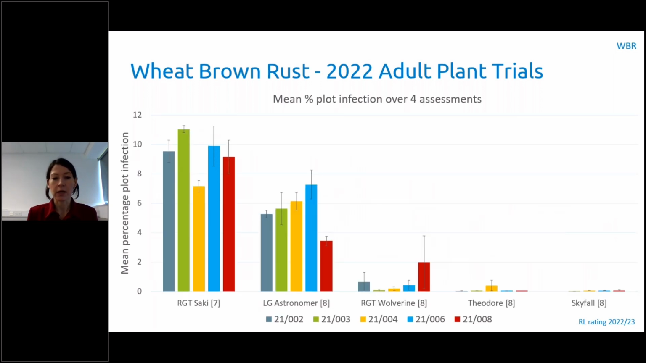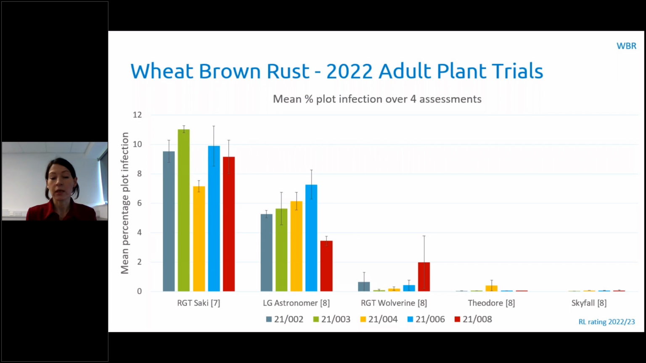The next set of varieties I'd like to show you. Please don't be alarmed by RGT Saki looking rather worrying there with those high bars. That's because, again, I've had to change the Y axes for it. So RGT Saki with a rating of 7 last year was infected in all 5 isolate trials at around the 7 to 11% mark.